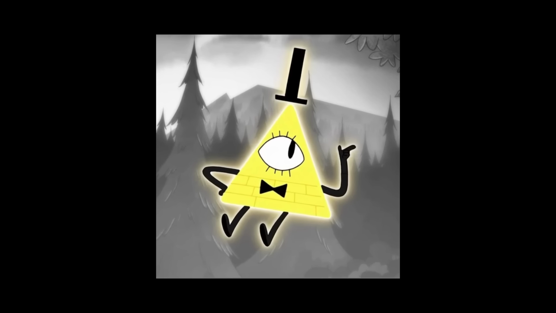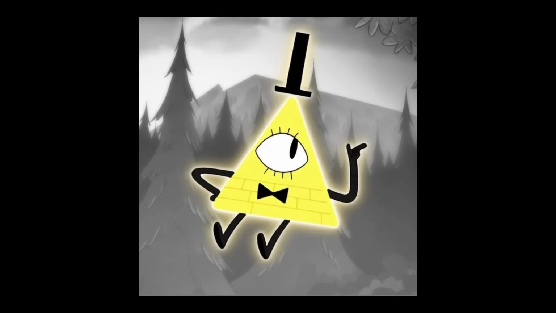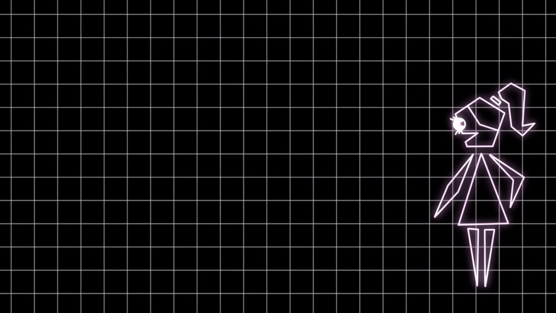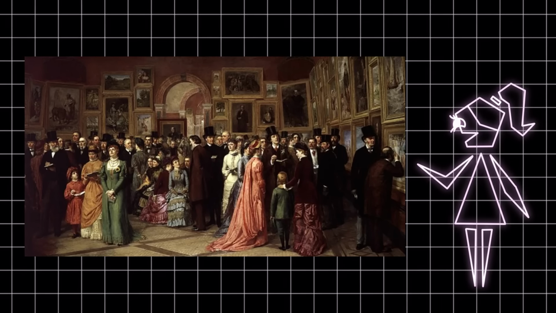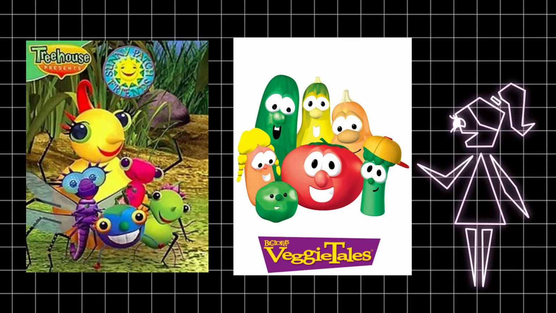Yeah, you clicked for Bill Cipher, didn't you? Well, I'm here to tell you that I tricked you. Now you have to listen to me talk about Victorian society and crappy 2000s CGI for the next hour.